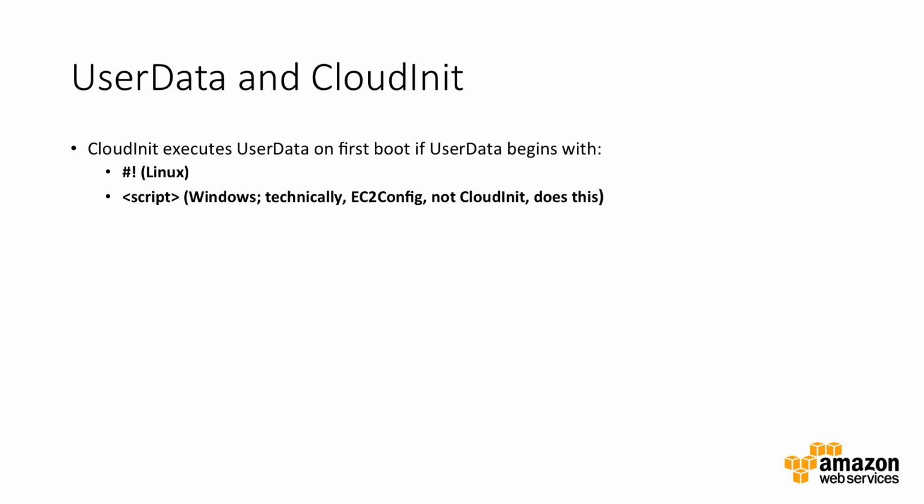To use CloudInit on Linux machines, you start your user data with a hash bang, or a hash exclamation mark, and then call whatever you want to call. With Windows machines, you would have a script bracket to start with and then a closing script bracket to close it off as well. And technically, EC2Config, which is installed on all EC2 Windows machines, handles this, not CloudInit, but the result is basically the same.